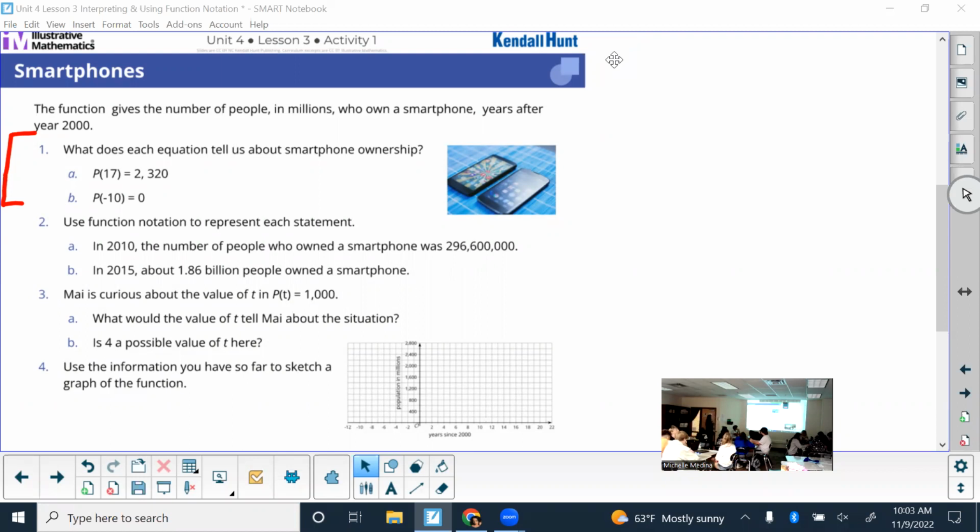Well, you have two options. The function gives the number of people in millions who own a smartphone, or the years after the year 2000. Yes. It is the year. So what must the 17 represent? What year? 2017. So in 2017, this must be the number of people that had smartphones.